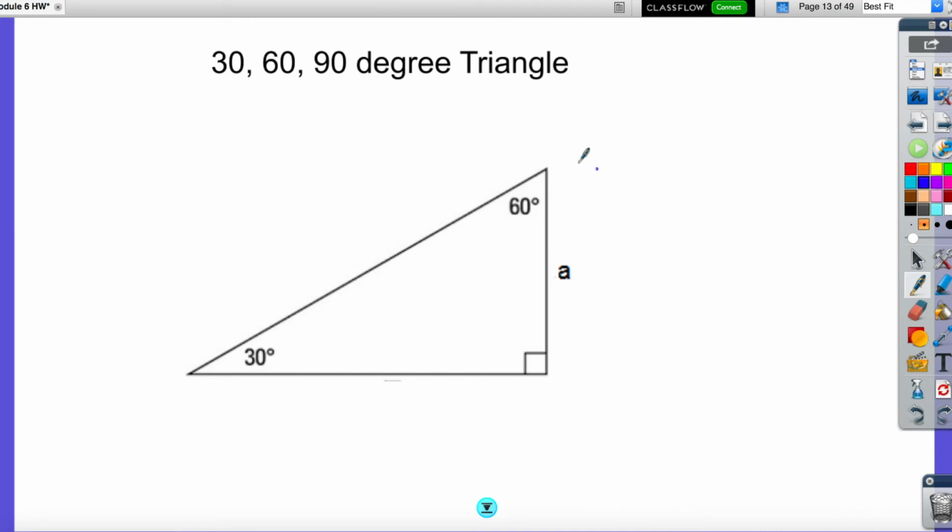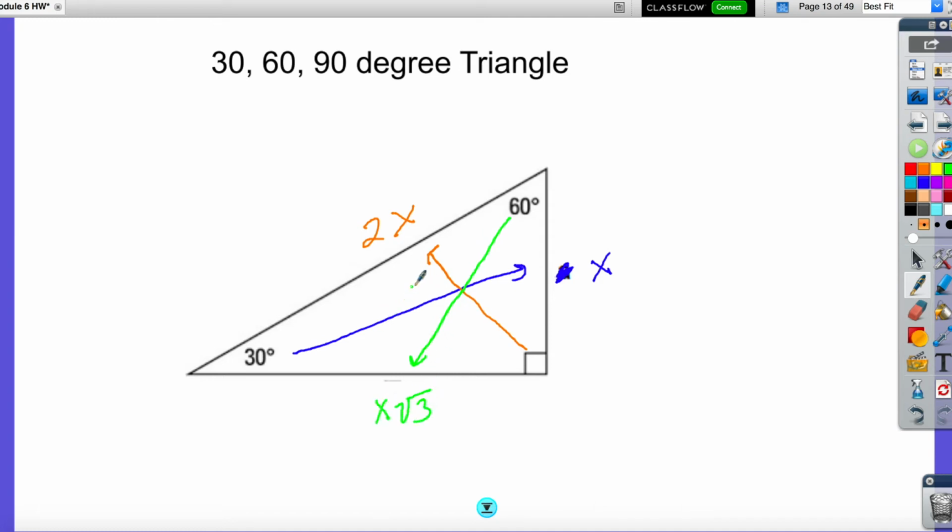The next one is called a 30, 60, 90 degree triangle. We are also going to have a formula triangle here. The first side is across from the 30 degree angle. This is just x. And then across from 90, it's going to be twice as long as that, so that's 2x. Now the third one is a little different. It's going to be x radical 3. So that's kind of like the weird one. It's the one in the middle.